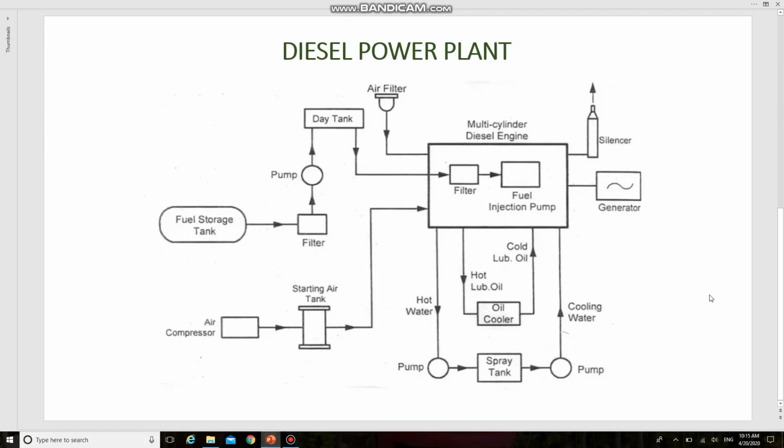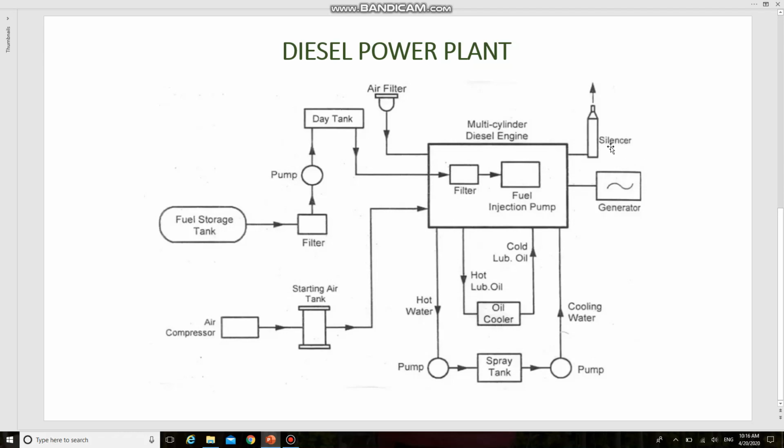Dear students, in this video we are going to see the layout of diesel power plant. The essential components of diesel power plant are diesel engine, air filter and supercharger, engine starting system, fuel system, lubrication system, cooling system, governing system, exhaust system.